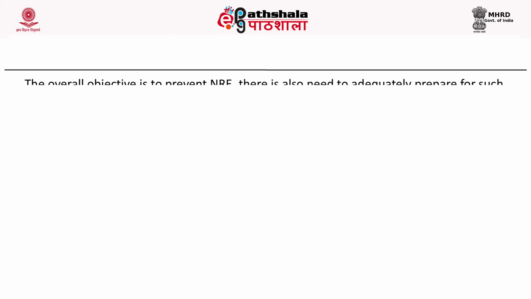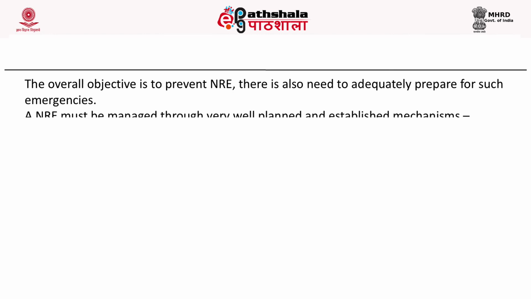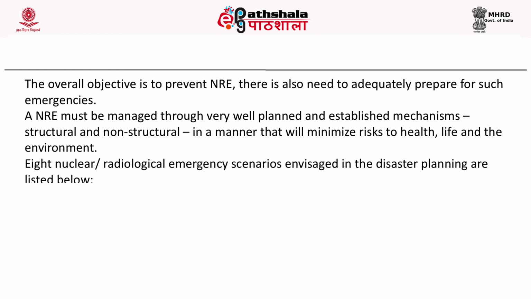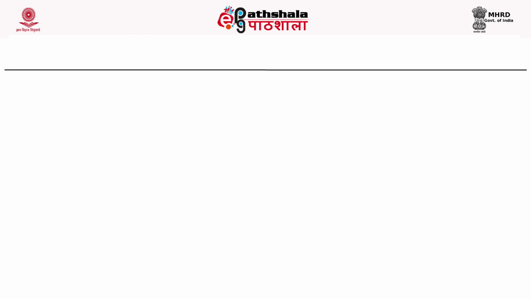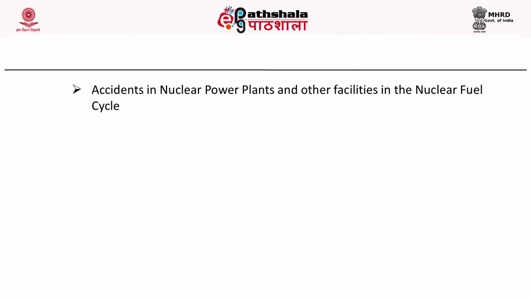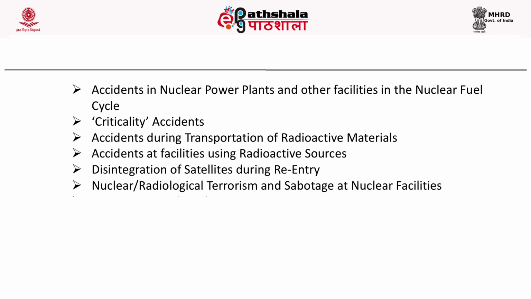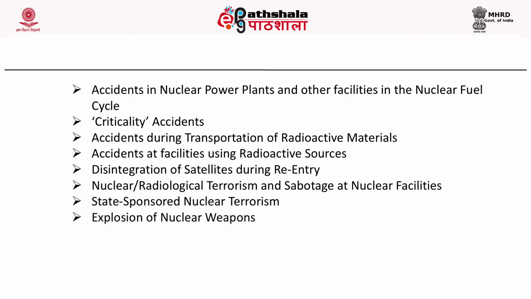The overall objective is to prevent NRE. Further, there is also a need to adequately prepare for such emergencies, which must be managed through a well planned and established mechanism. It includes both structural and non-structural mechanisms in a manner that will minimize the risk to health, life and the environment. So, the 8 nuclear or radiological emergency scenarios envisaged in the disaster planning are listed here: accidents in nuclear power plants, criticality accidents, accidents during transportation of radioactive material, accidents at facilities using radioactive sources, the disintegration of satellites during re-entry, nuclear or radiological terrorism and sabotage at nuclear facilities, state-sponsored nuclear terrorism, and the explosion of nuclear weapons.